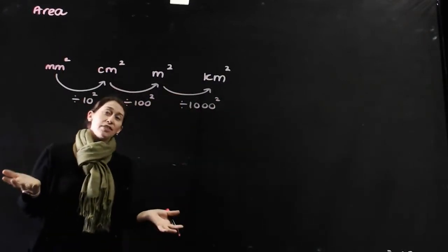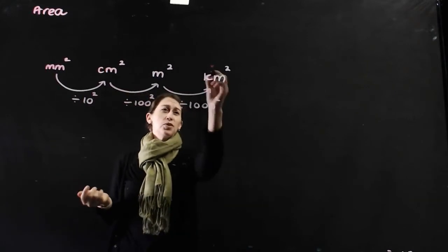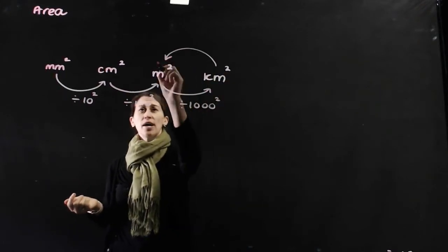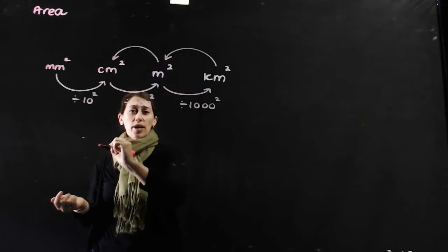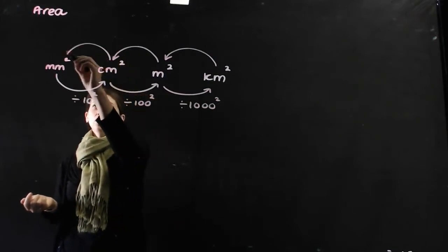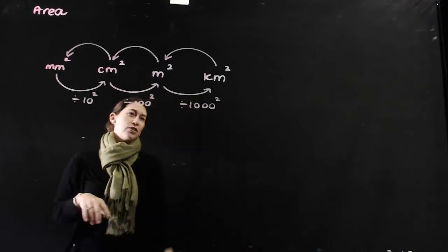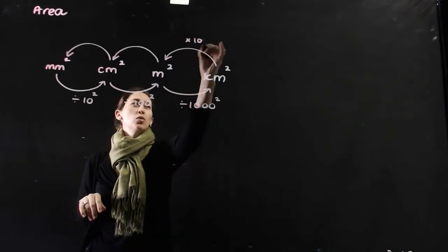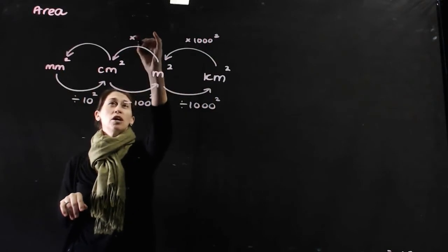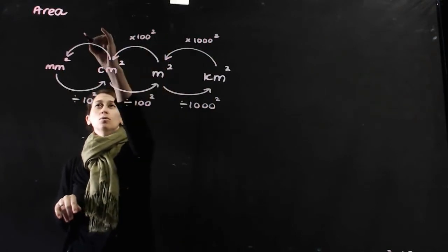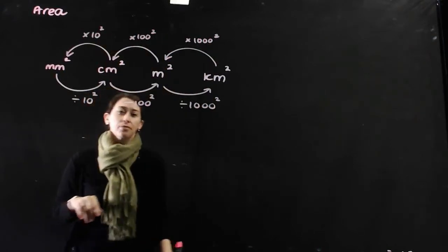And obviously, if you're going in the opposite direction and you want to convert between kilometers squared to meters squared, or meters squared to centimeters squared, or centimeter squared to millimeter squared, you're doing the inverse operations of these. So that would be multiplied by 1000 squared, multiplied by 100 squared, or multiplied by 10 squared.